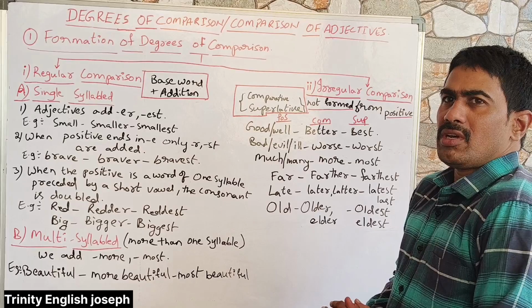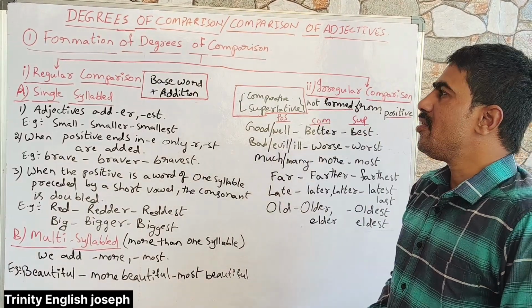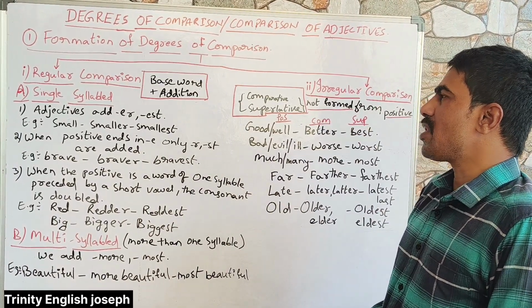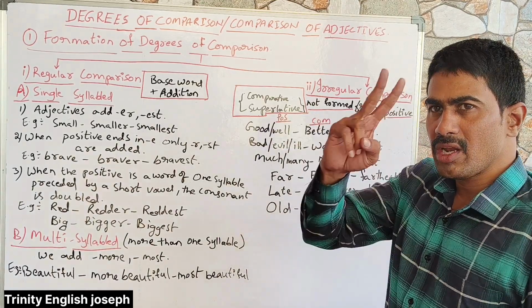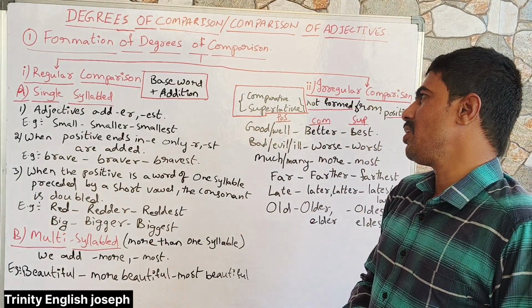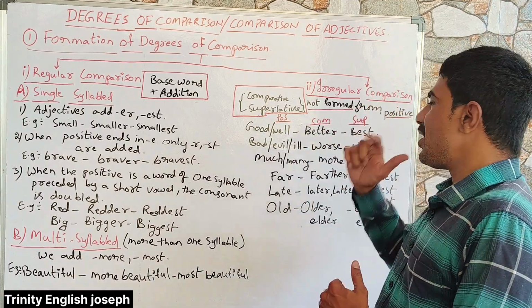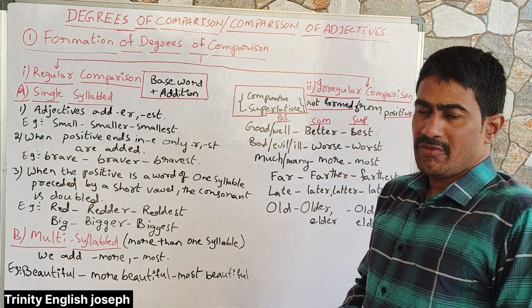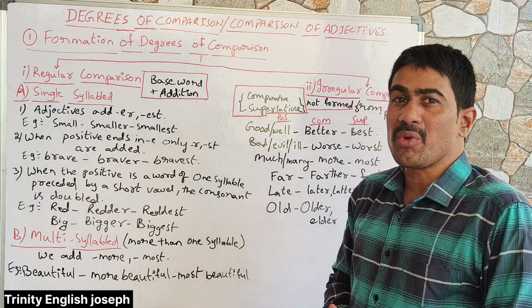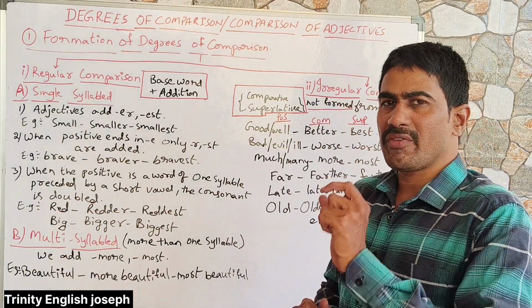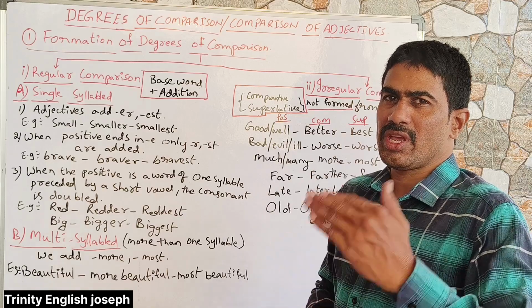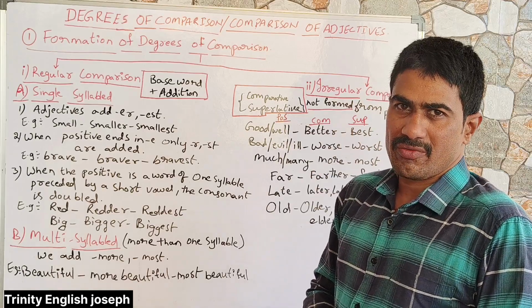Hello students, now let us look at the formation of degrees of comparison. There are two kinds of comparison, regular comparison and irregular comparison. We need to understand the meaning of regular and irregular, then only we understand the remaining part of it.